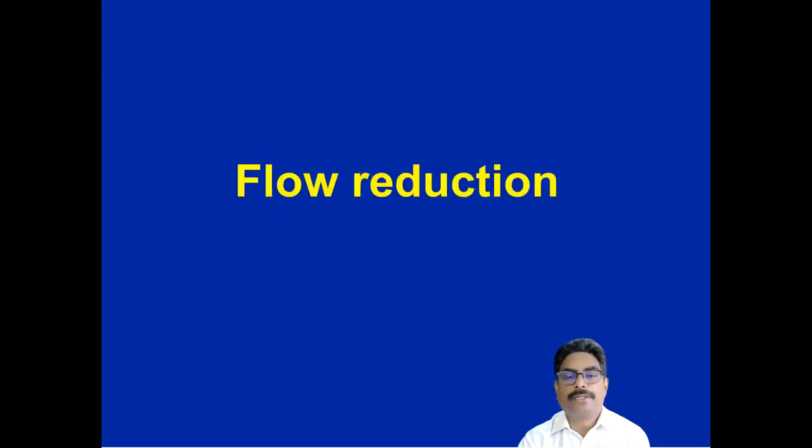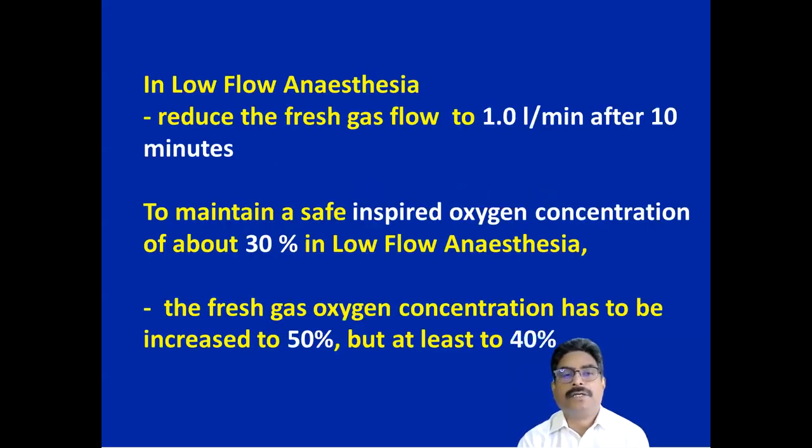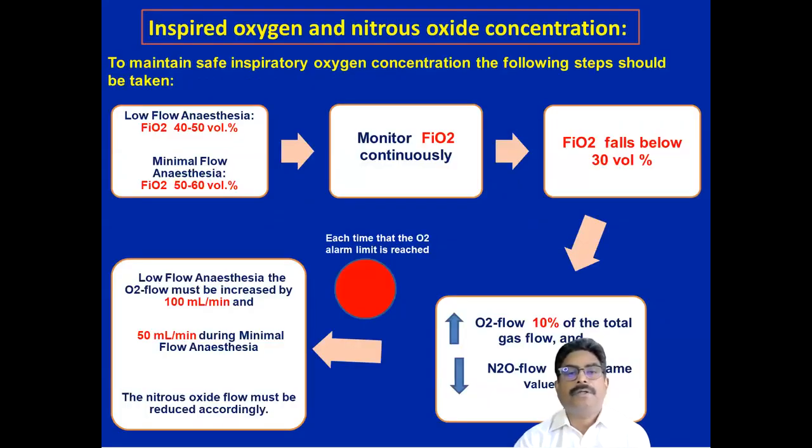So coming to the flow reduction, in low flow anesthesia, reduce the fresh gas flow to 1 liter per minute after 10 minutes. To maintain safe inspiratory anesthesia concentration, you have to keep 30% in the low flow anesthesia and 40 to 50% in the minimal flow anesthesia. So during maintenance, you have to constantly observe the inspired oxygen concentration. Initially you have to keep 40 to 50% FiO2 in low flow anesthesia, and 50 to 60% FiO2 in minimal flow anesthesia.